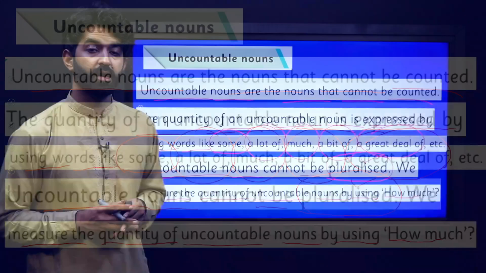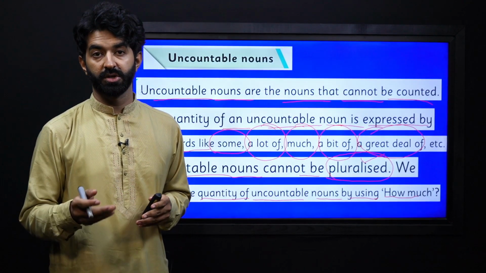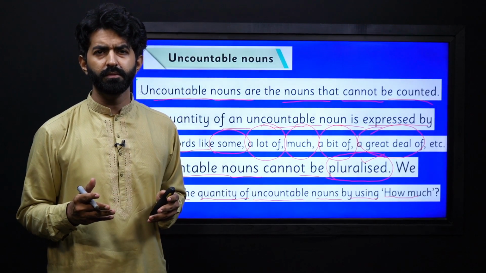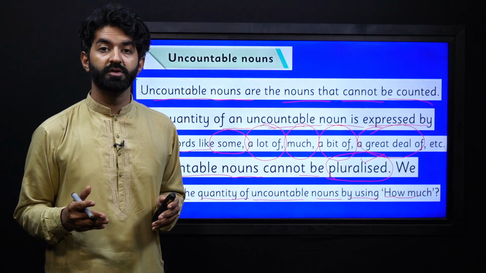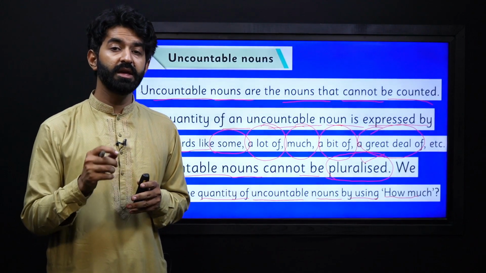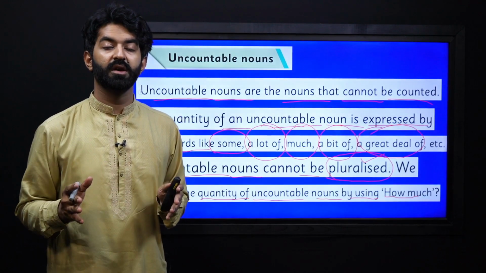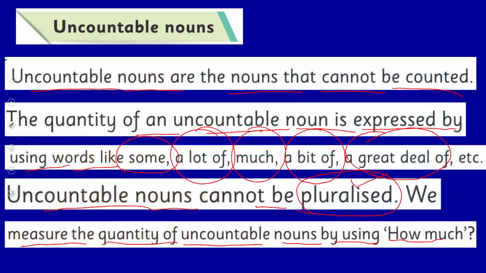We measure the quantity of uncountable nouns by using how much. So whenever you are posed a question like how much sugar do you want, or how much good experience did you have, you will know that these things like sugar, salt, water, all these are uncountable. You cannot count these nouns.